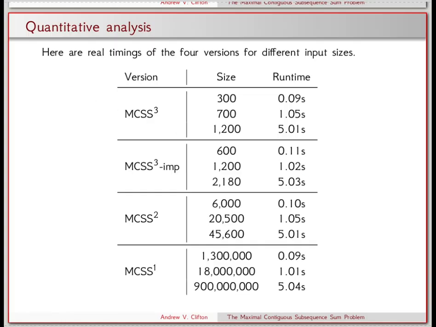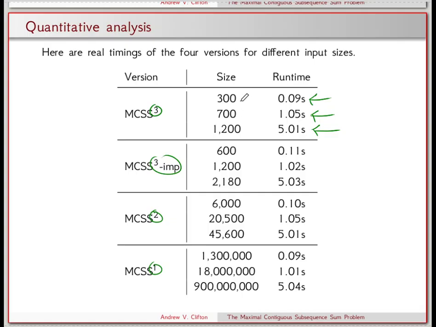So I did some timing of the 4 versions that we looked at: our original cubic version, and then the improved cubic version, and then the n squared version, and then the n version here. The way that I set these up was I tried to pick sizes for the vector so that I would end up with about 1/10 of a second, about 1 second, and about 5 seconds. So for our original cubic version, we can process 300 elements in 1/10 of a second.